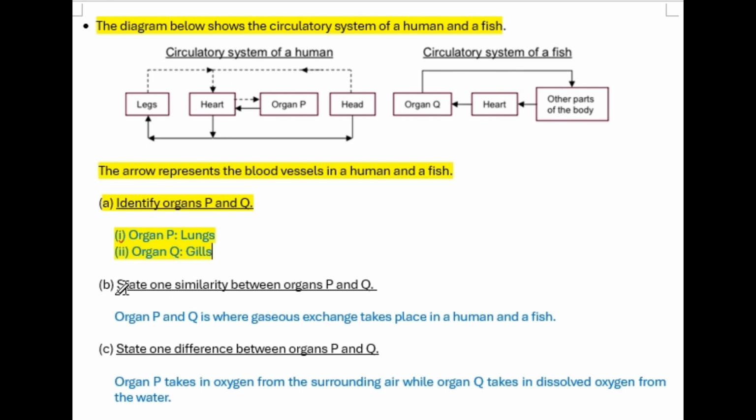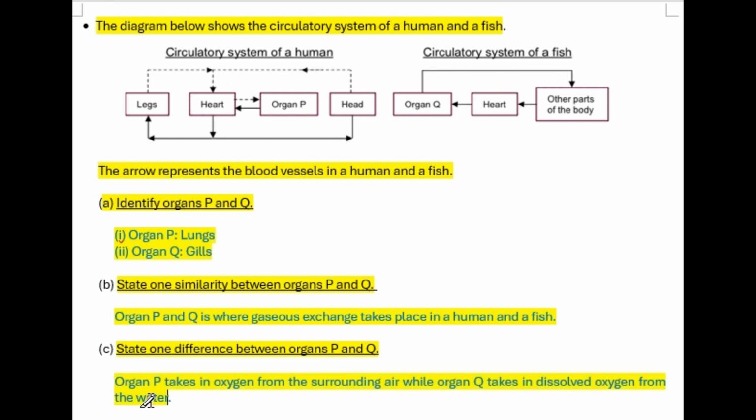B. State one similarity between organs P and Q. Organs P and Q are where gaseous exchange takes place in a human and a fish. C. State one difference between organs P and Q. Organ P takes in oxygen from the surrounding air while organ Q takes in dissolved oxygen from the water.